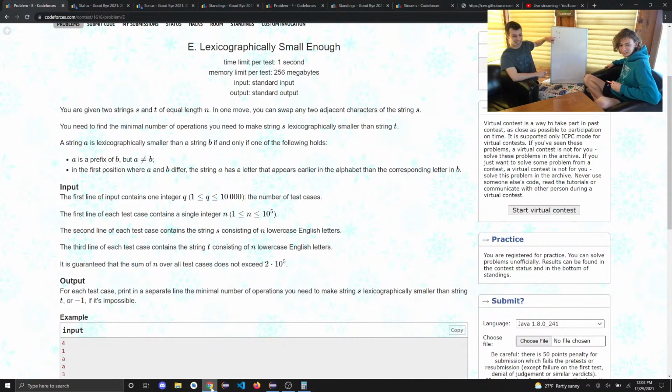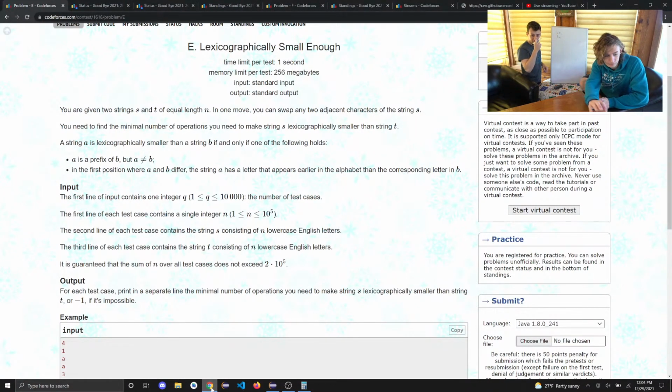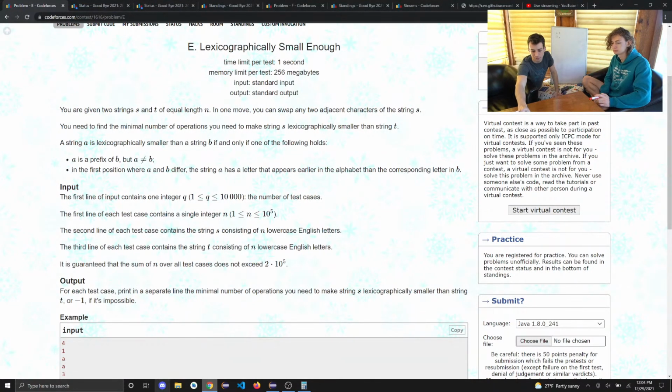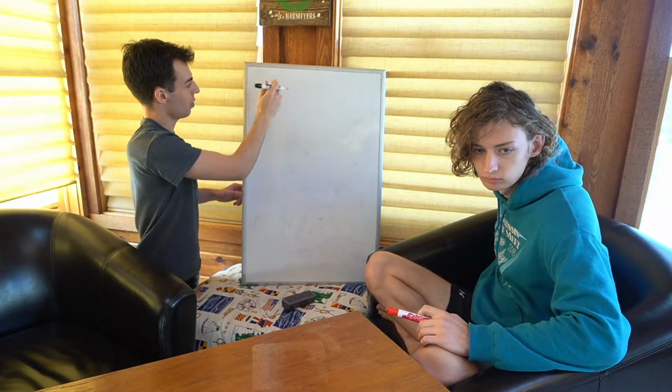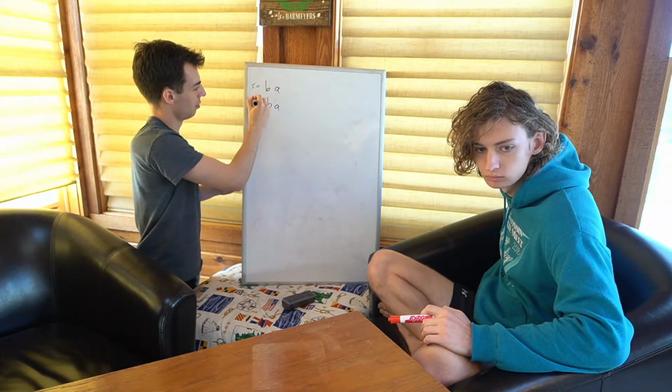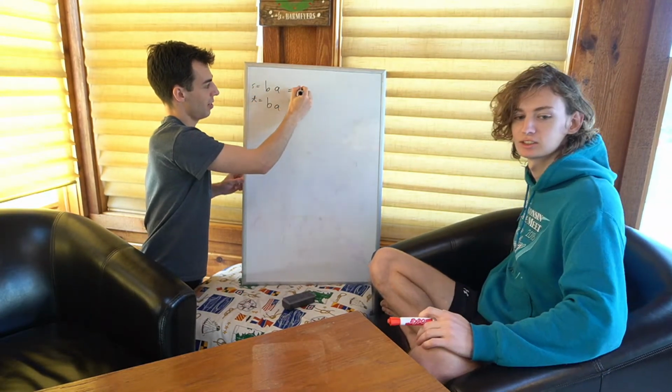We have BA and BA, so we can do one swap. Whiteboard glitch. Okay, BA. We can do one swap of this S, and then we can make it AB.